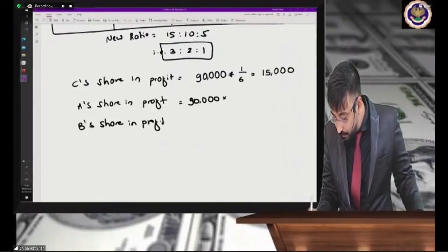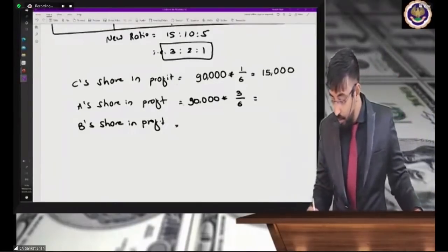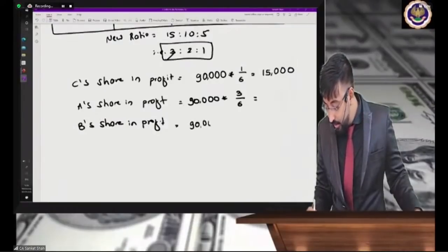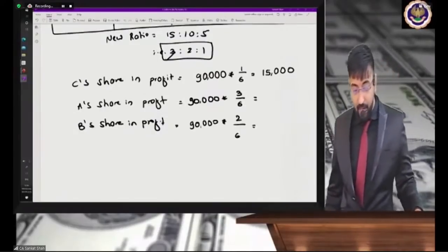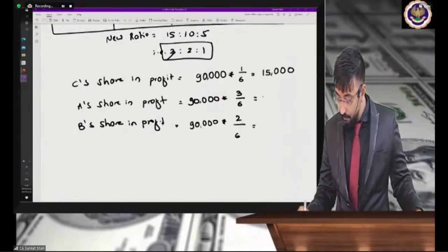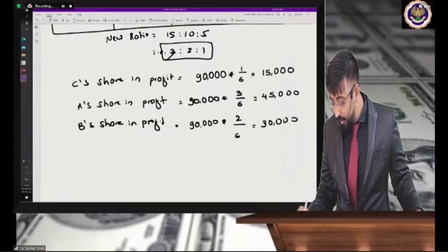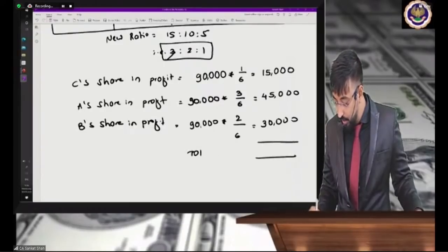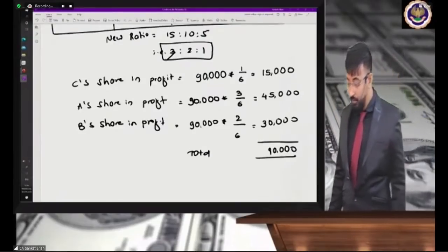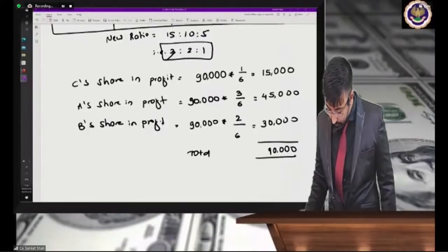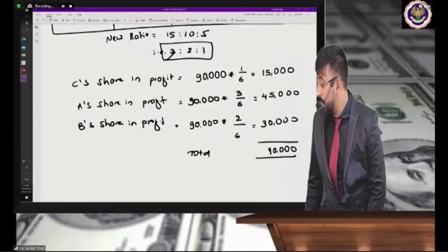90,000 into 3 by 6 for A, because 3 is a chocolate, na? And 90,000 into 2 by 6. So tell me amount of A. It is 45,000 and it is 30,000. And total 90,000. Correct? So 90,000 we got the bifurcation, 45, 30 and 15.